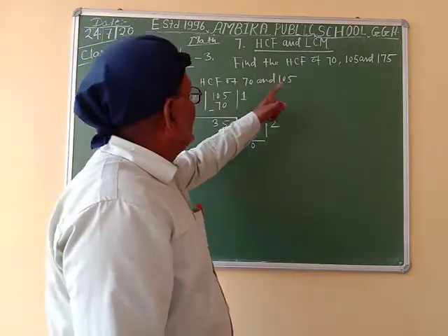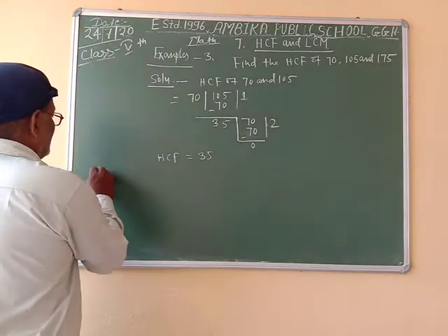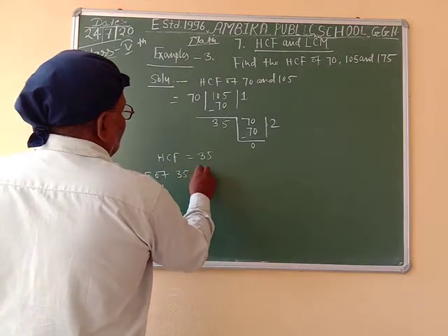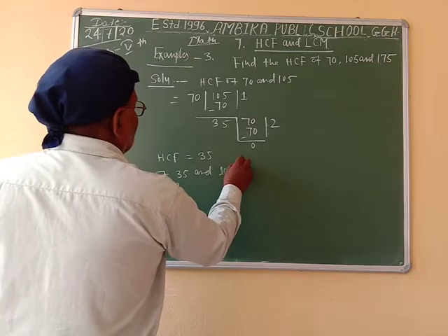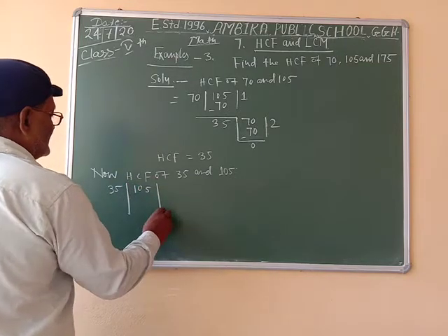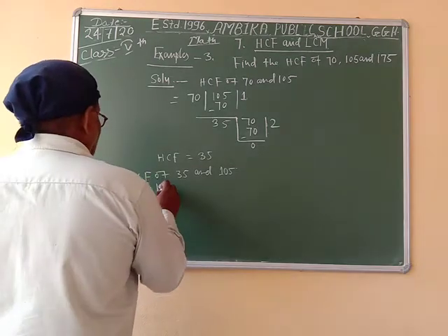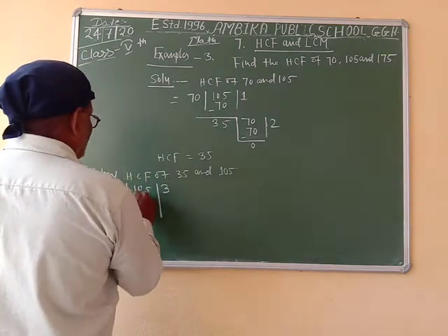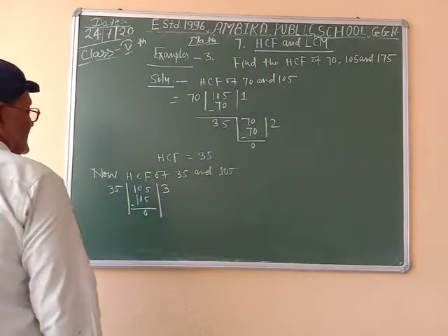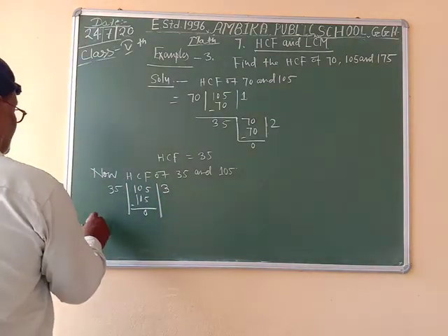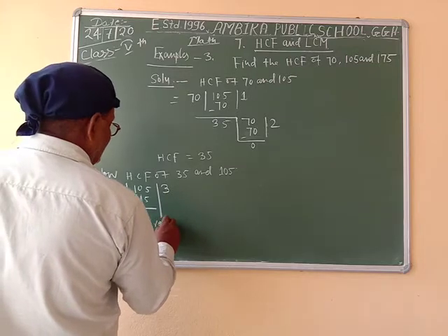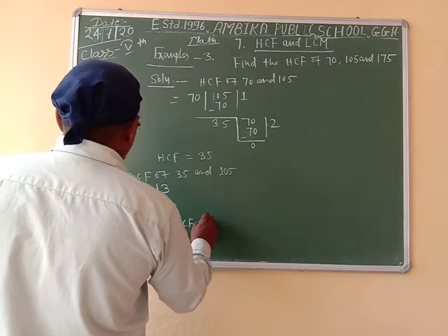After that, now we find the HCF of 35 and 175. Dividing 175 by 35, 35 times 5 is 175. So the last divisor is 35. Hence the required HCF is equal to 35.